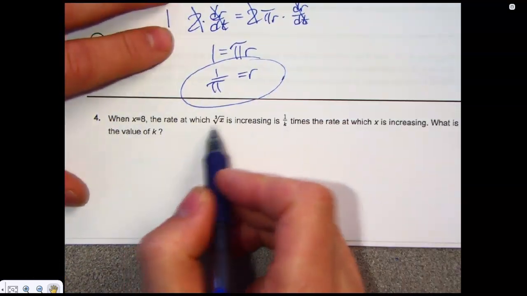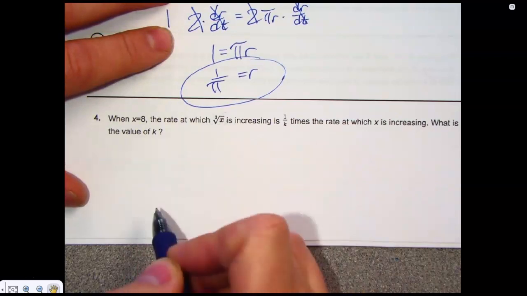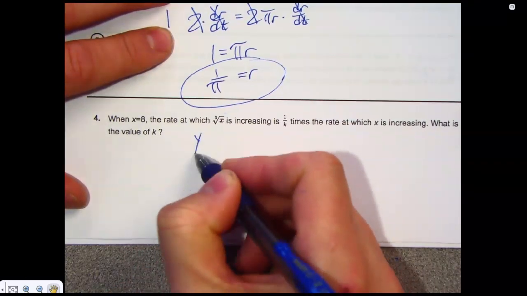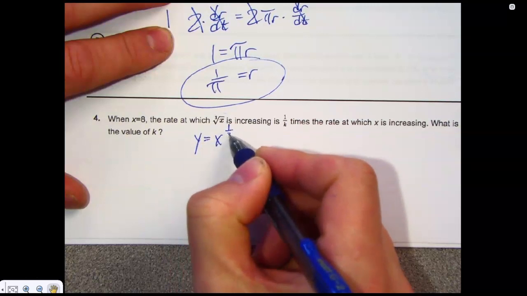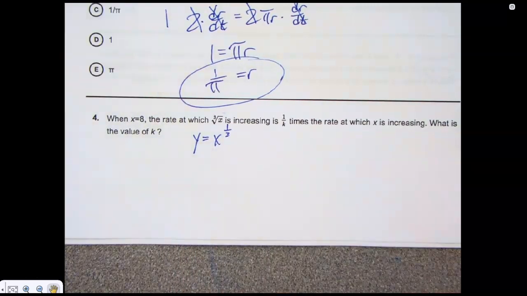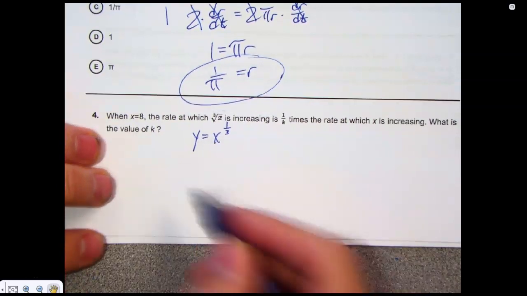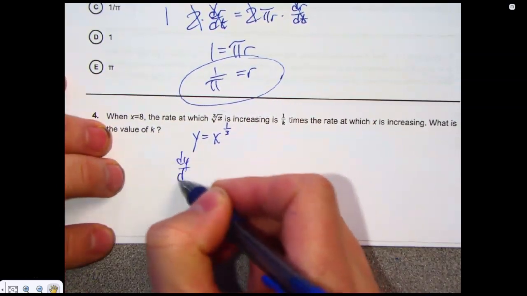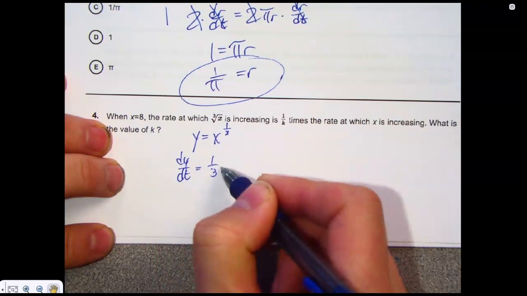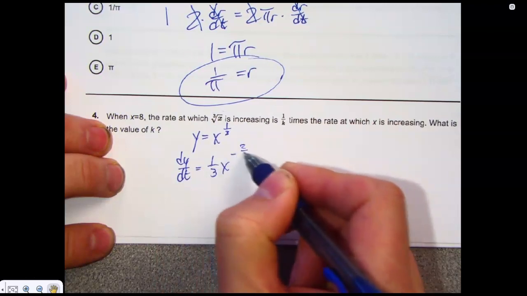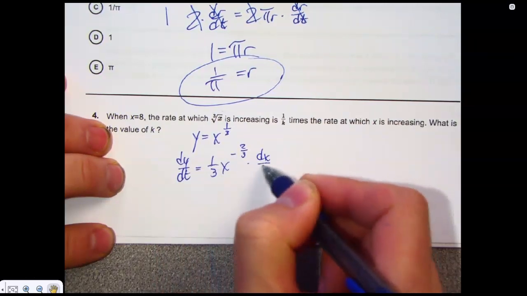Okay, so let's go through it. So the rate at which the third root of x is increasing. So you're starting off with your equation y equals x to the 1/3. So they don't give you the y part, but that's really what we're doing. That might mess people up too. Like, what do I set this equal to? And then I'm going to take the derivative of both sides. So dy over dt equals 1/3 x to the negative 2/3 times dx dt.